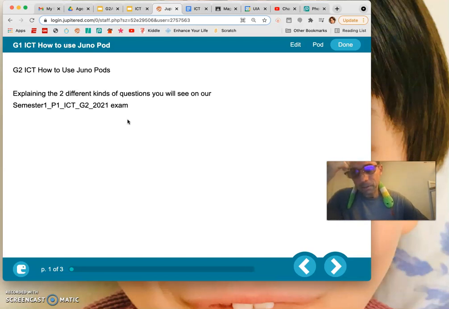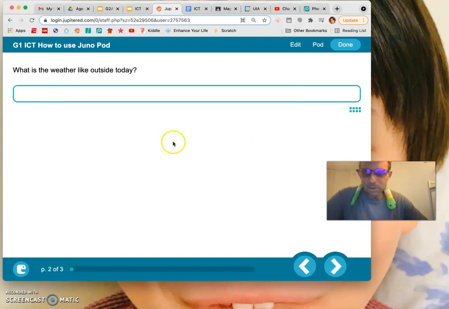I will have a slide at the beginning explaining what's going on. This is the G2, explaining 2 different kinds of questions that you will see on our test. Okay, it looks like this. It's got arrows that go forwards and backwards. It tells you how many pages there are, how many questions. So we have just 3 because I'm showing you just 2 different kinds. There's going to be more on your test, but these are the only 2 kinds of question formats.